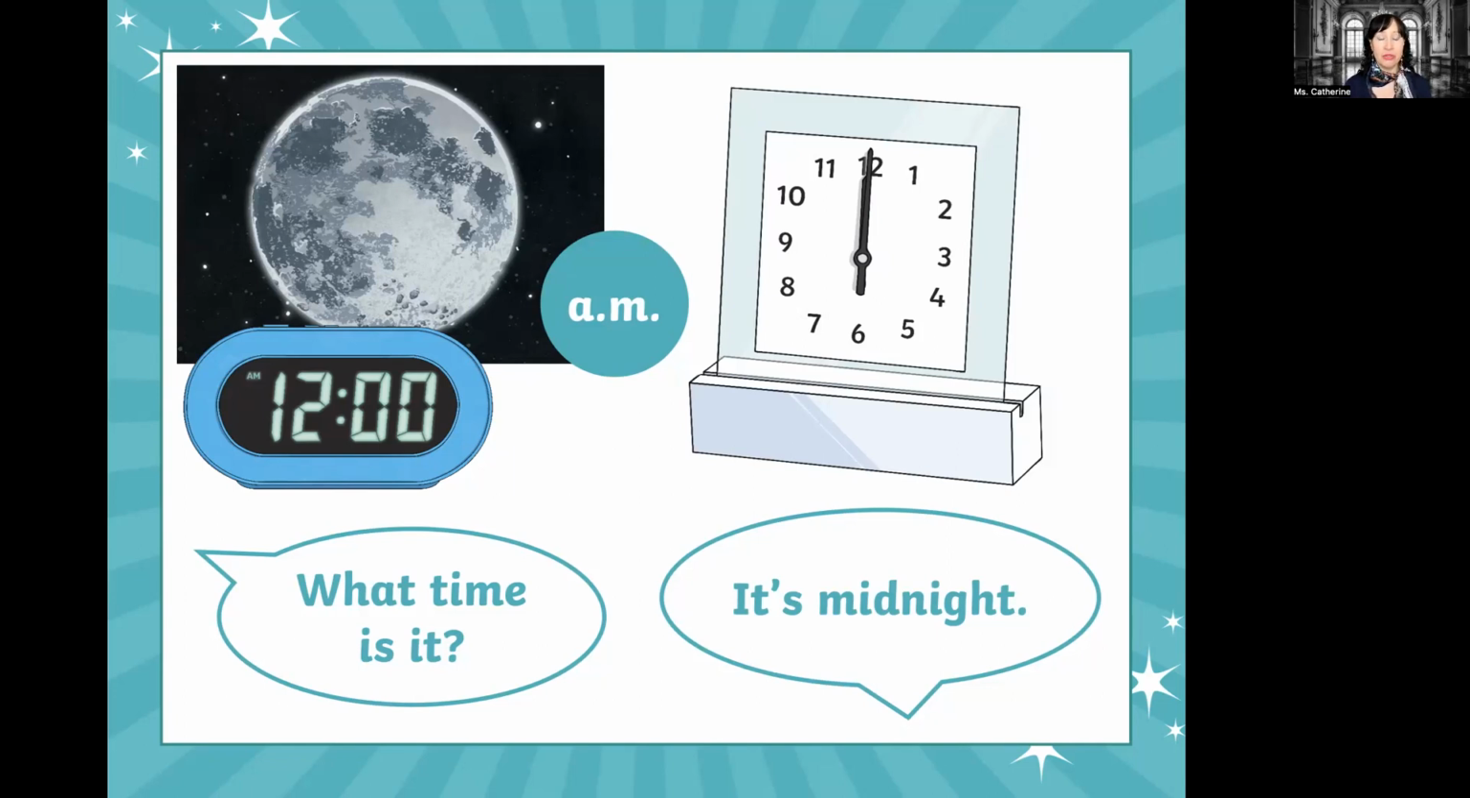Okay. So what are the three ways here? It's midnight. It's 12 a.m. Or it's 12 at night. Okay. Some people do say it's 12 in the morning and I'm trying to sleep. Okay, that was 4 ways.